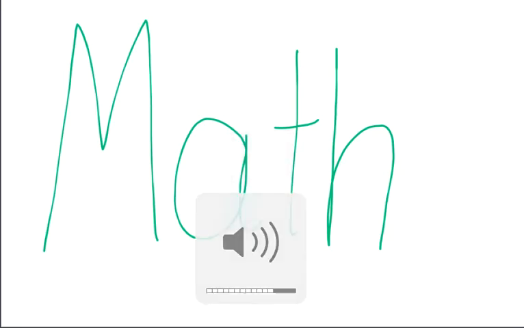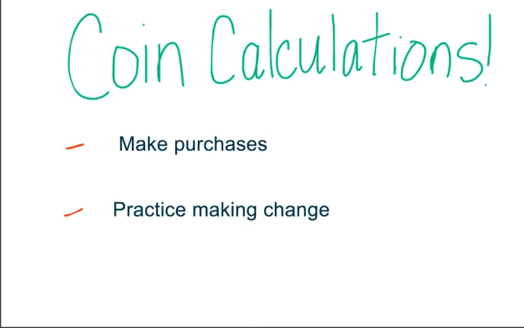In math, we are going to continue to talk about coins, money, coin calculations, make purchases, practice making change.